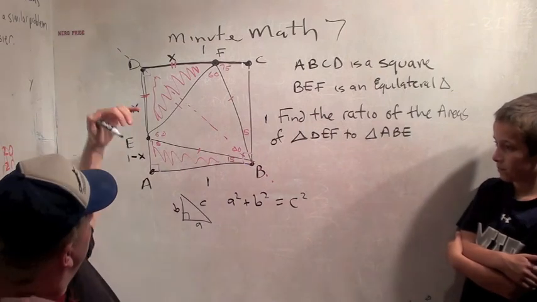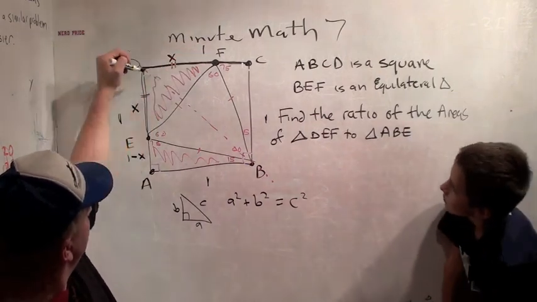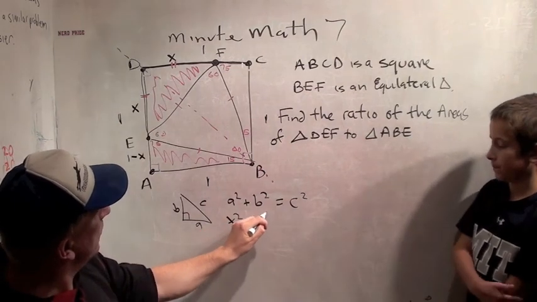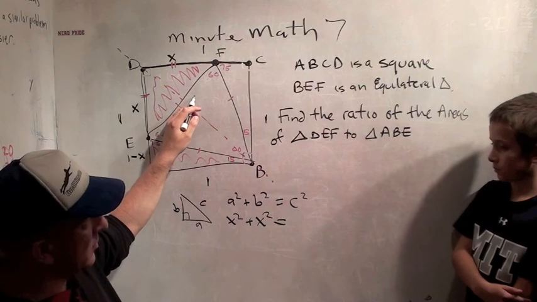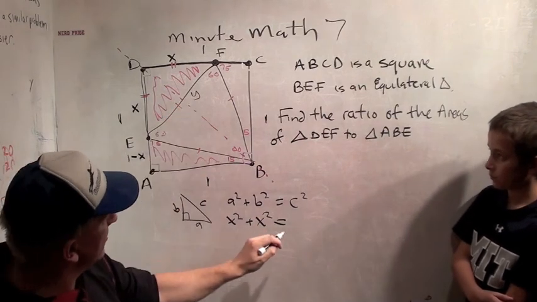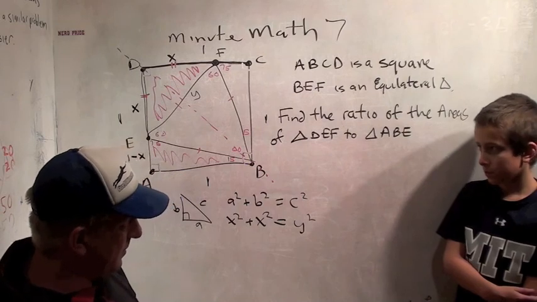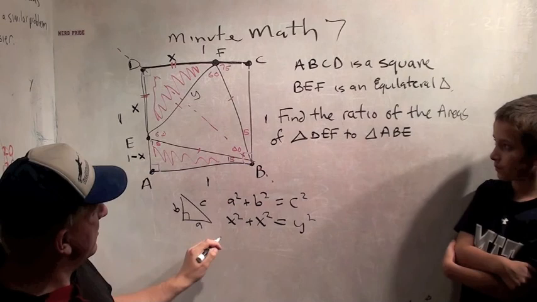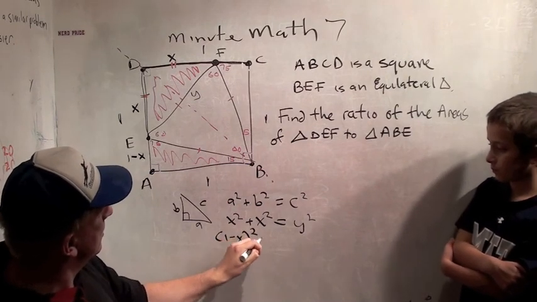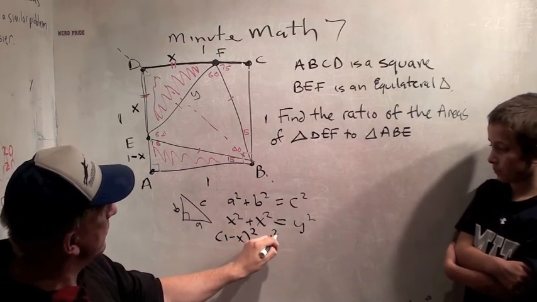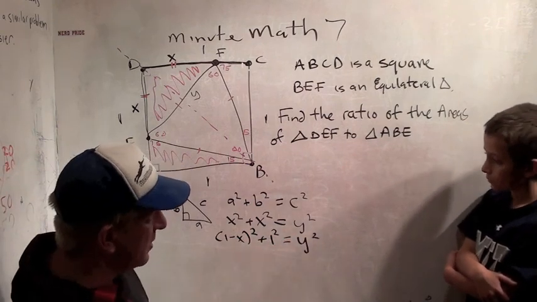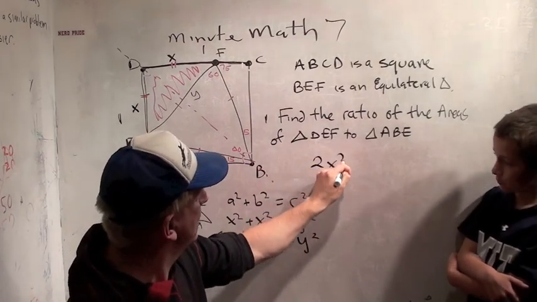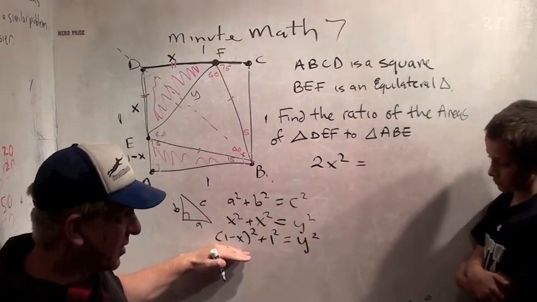Okay? So in this right triangle here, FDE, that tells us that x squared plus x squared is the side of the equilateral triangle. Let's just call it y. It's y squared. Okay? And for this triangle, EAD, the Pythagorean theorem says (1 minus x) squared plus 1 squared equals y squared. Well, that's interesting. So, in other words, 2x squared equals (1 minus x) squared plus 1.